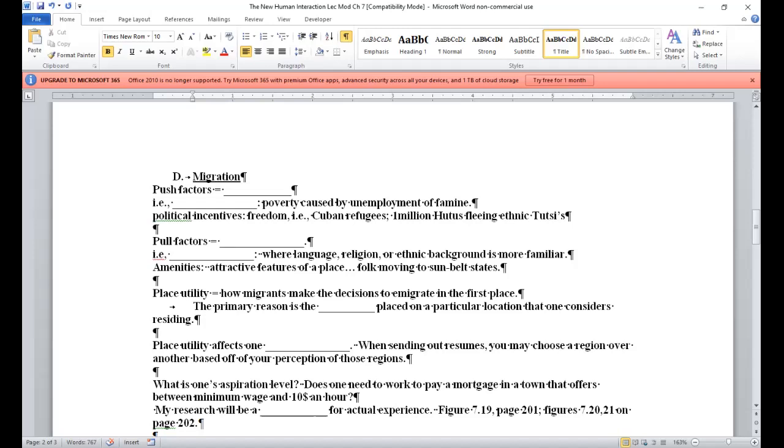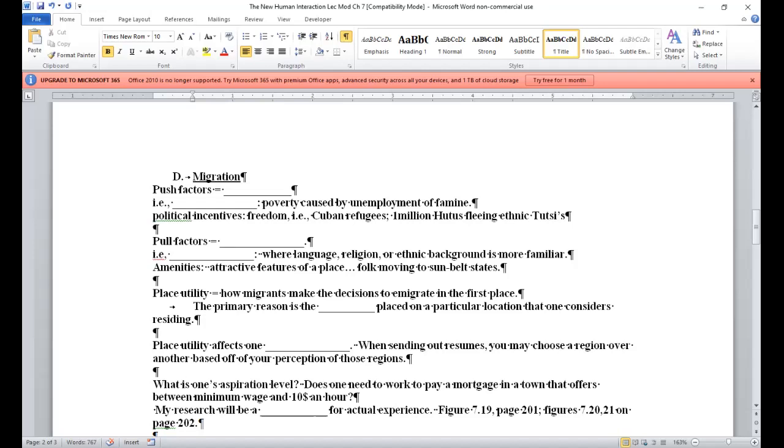But place utility, this is how migrants make the decisions to emigrate in the first place, right? And the primary reason is the value placed on a particular location that one considers residing. And all of this kind of hinges too on one's aspiration level, right? I mean, does one need to pay a mortgage in a town that offers just between the minimum wage and, it just doesn't pay good, right? A town that doesn't pay good.